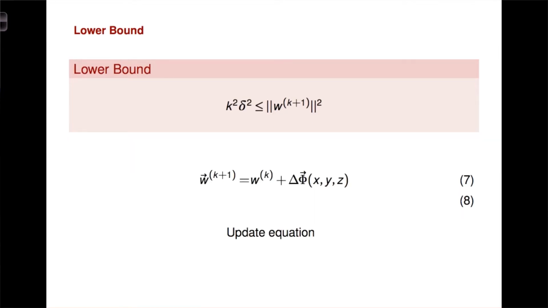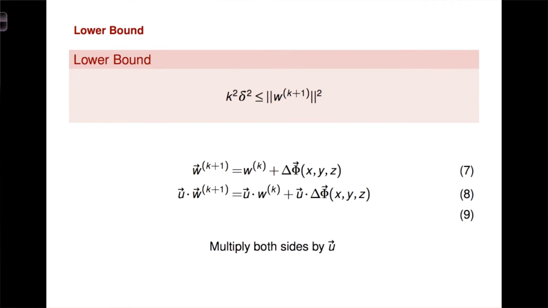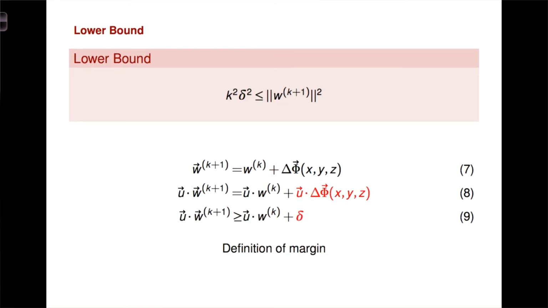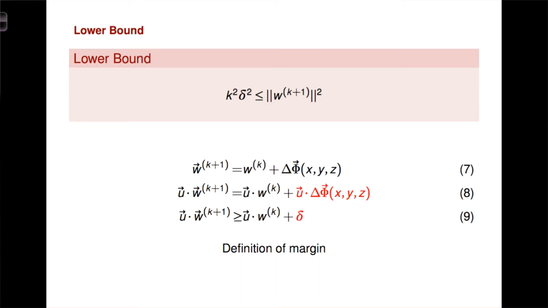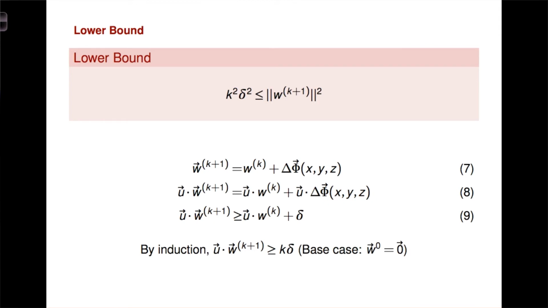Okay, so let's first prove the lower bound. Let's start off by just writing down our update equation. If we multiply both sides by this weight vector u, we can notice that the last term is the margin. So we're going to replace the margin with the delta that we defined earlier. And so now that we have that in place, this looks a lot like something we can use induction on. Every time we make an error, we're going to add at least delta to the weight vector.